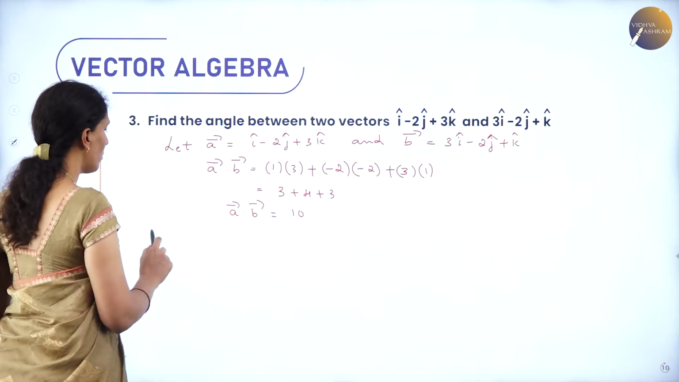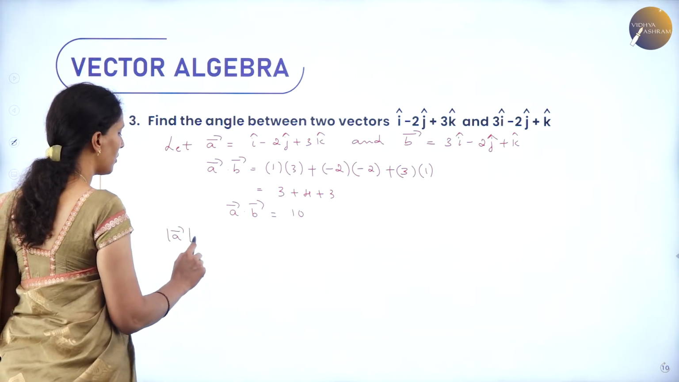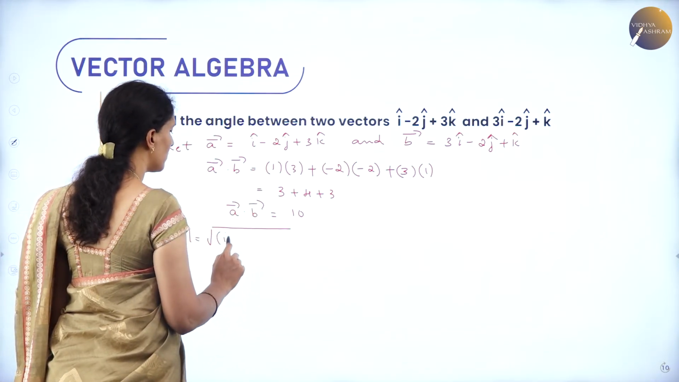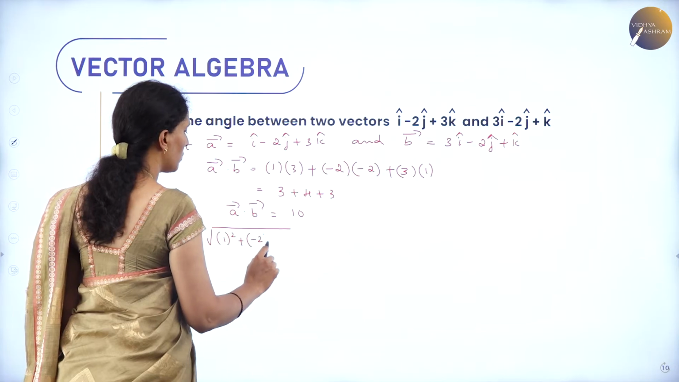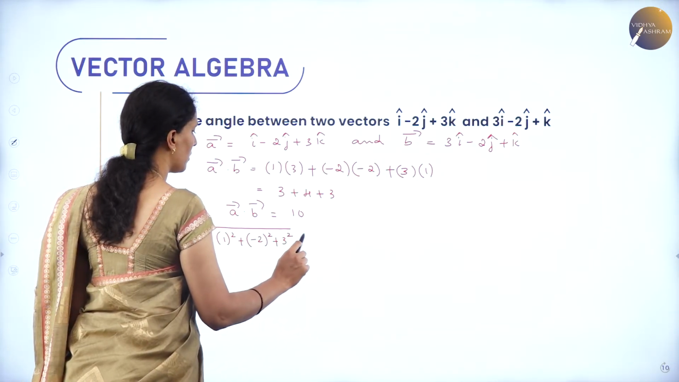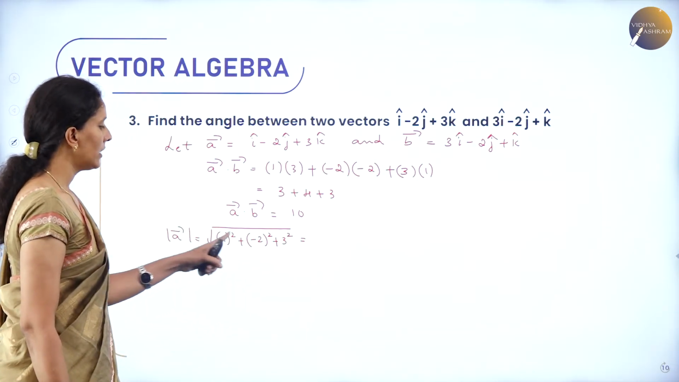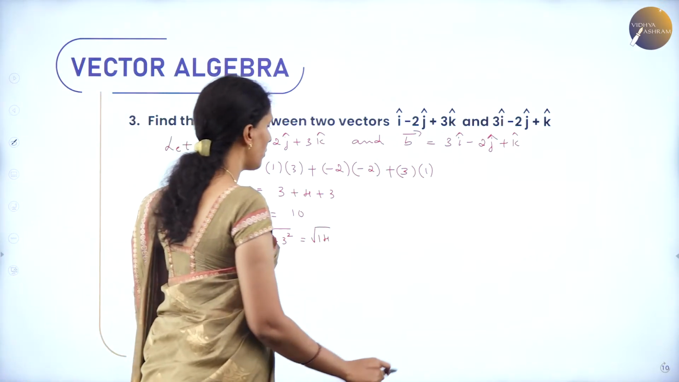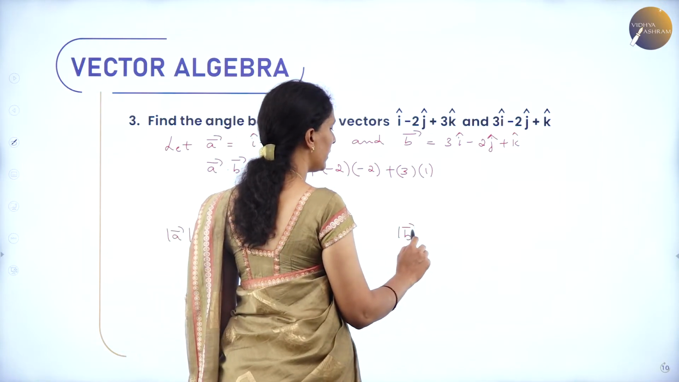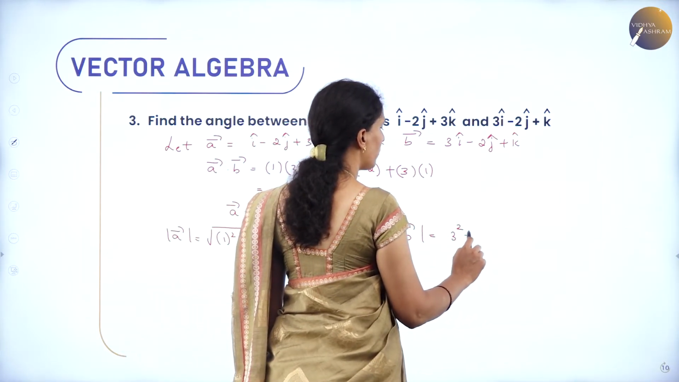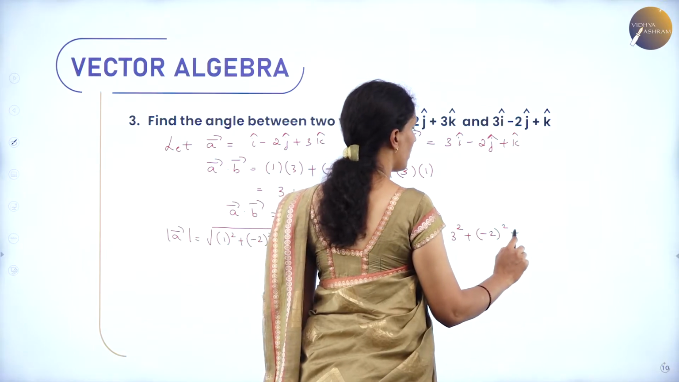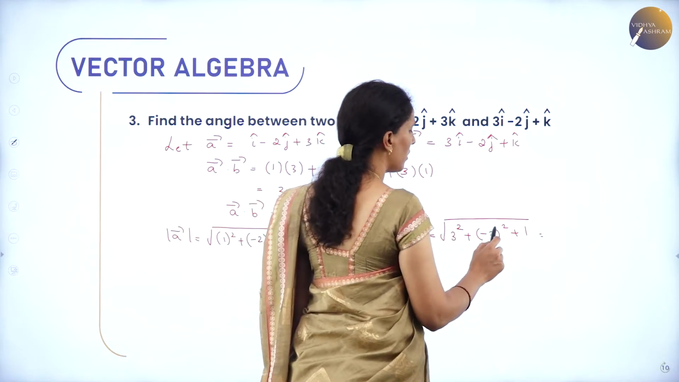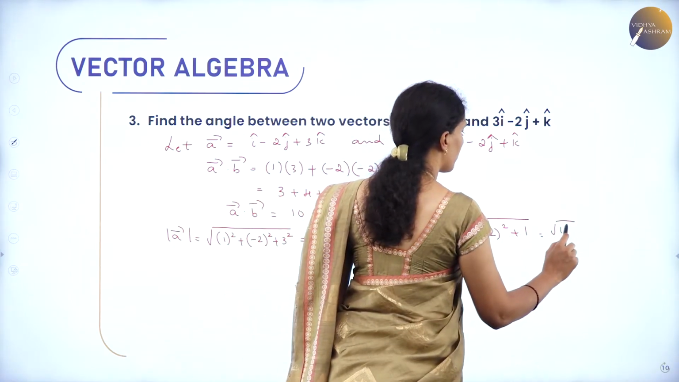Now, let's find the magnitude of vector A. Magnitude of vector A is the square root of 1 square plus minus 2 whole square plus 3 square, which is equal to 1 plus 4 plus 9, that is 14, so root 14. Next, we will calculate the magnitude of vector B, which is 3 square plus minus 2 square plus 1 square. Again, it is clearly 9 plus 4 plus 1, which is root 14.